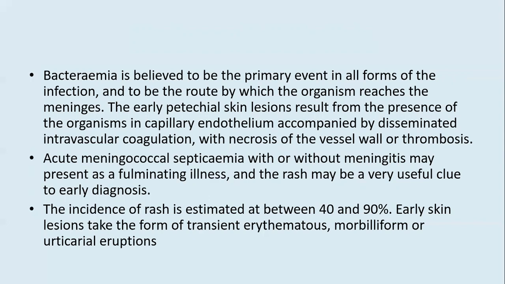Acute meningococcal septicemia with or without meningitis presents as a fulminating illness, and the rash may be a very useful clue to early diagnosis. Incidence of skin rash is estimated between 40 to 90%, and it takes the form of a transient erythematous, morbilliform, or urticarial eruption.